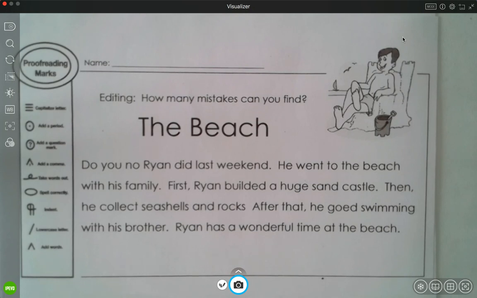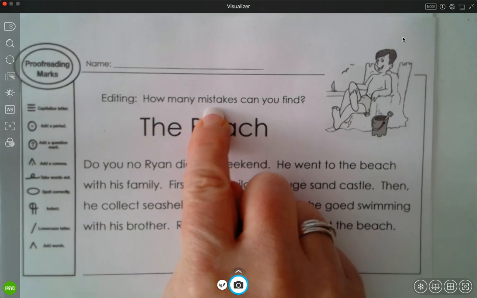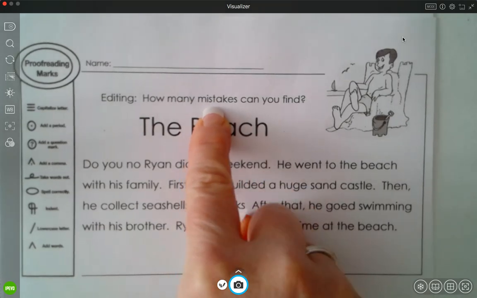Practicing our editing skills. It's important to understand that editing is completely different than revising. When we edit, we want to look for mistakes that make our writing incorrect. And when we revise, we are looking to take a piece of writing that is already correct and just improve it and make it better. So it's important as we're practicing today that all we are doing is looking for mistakes, just as it says here in the directions.